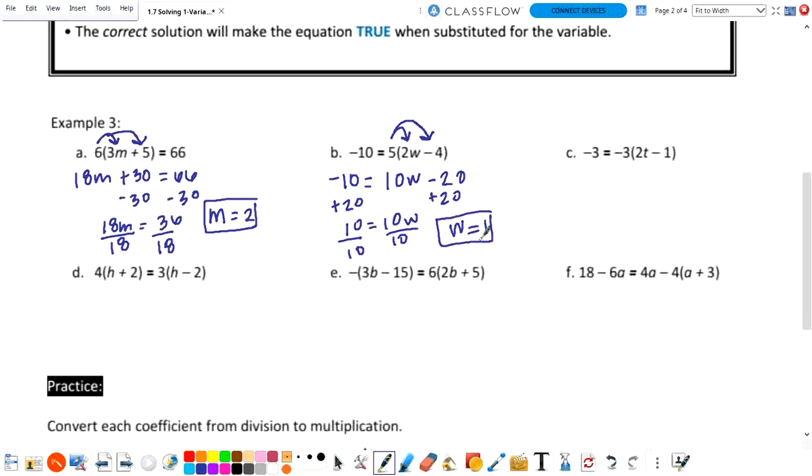All right, for C, we have negative 3 equals negative 3 times (2t minus 1). So once again, distribute that negative 3 out, making sure it goes to both terms. So negative 3 times 2t gives us negative 6t. And negative 3 times negative 1 gives us positive 3.